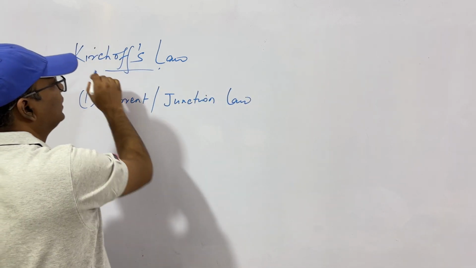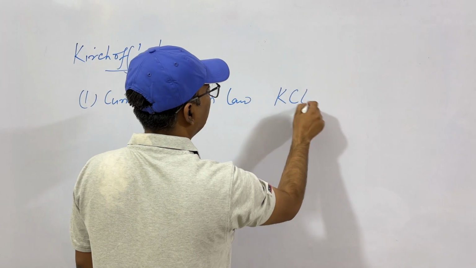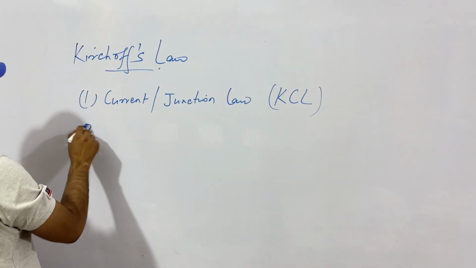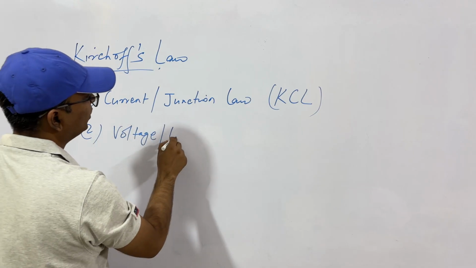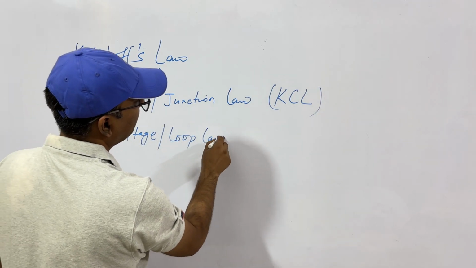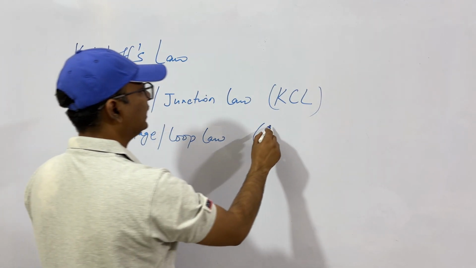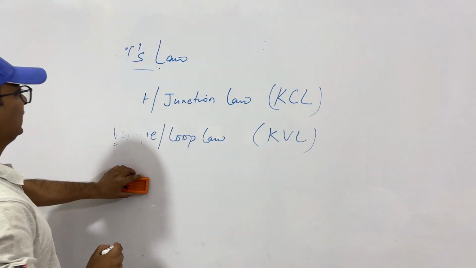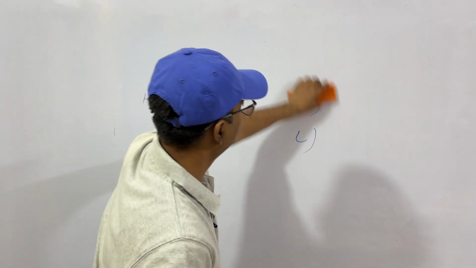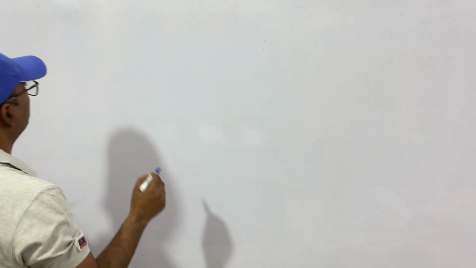For C, it is written as Kirchhoff's current law, KCL. The second is called voltage law or loop law. So for this V, we write it as KVL. Now let me explain what is KCL and what is KVL. The terminologies I have told you.